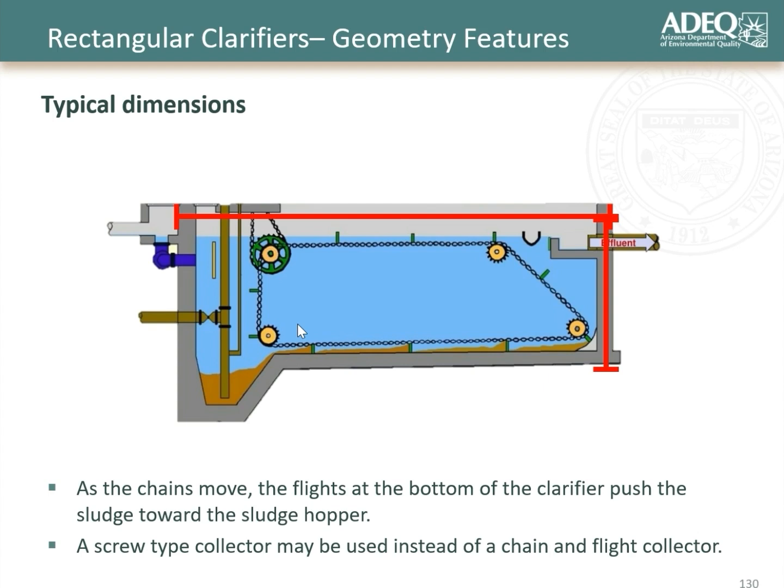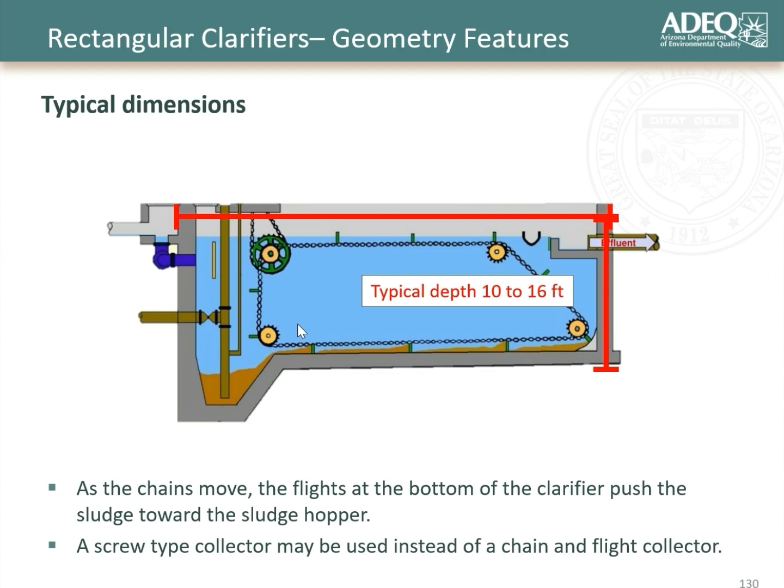In addition to that, there is a chain and flight system that conveys the sludge from the bottom of the clarifier to wherever you want to collect it. It is an important part of the operation that the chain and flight system works well. Another factor to think about is that the depths of these are typically between 10 to 16 feet, with some variation. Same story as the other ones.